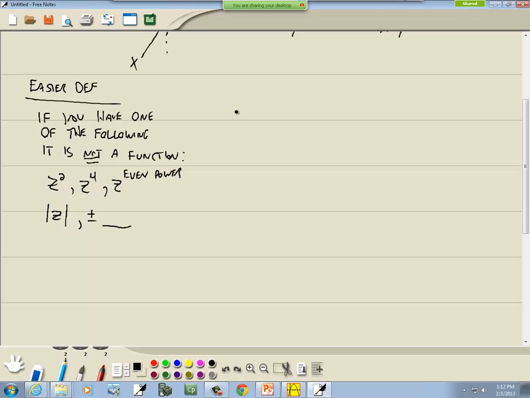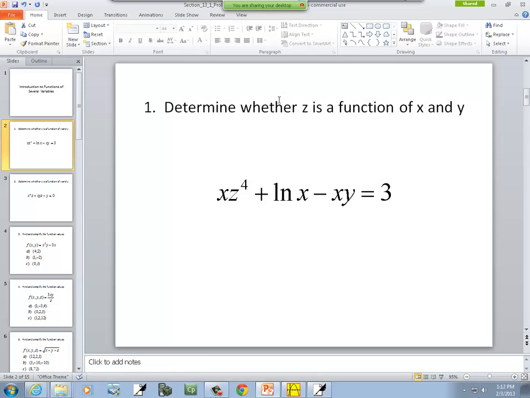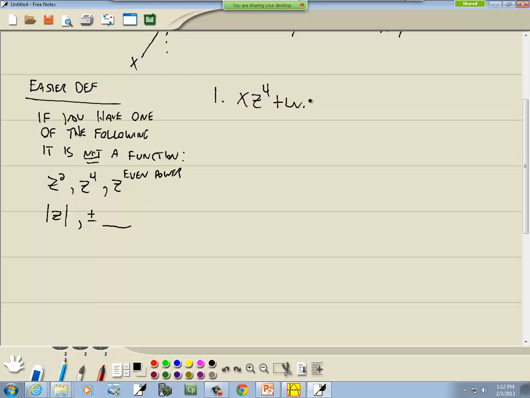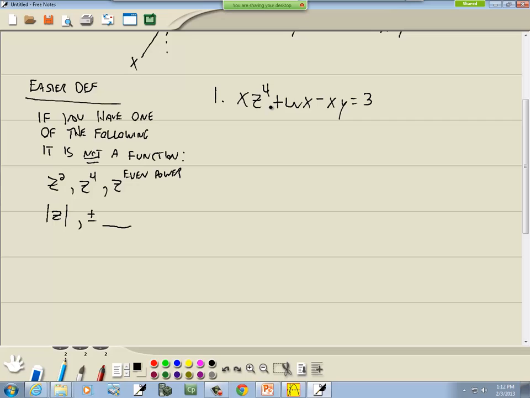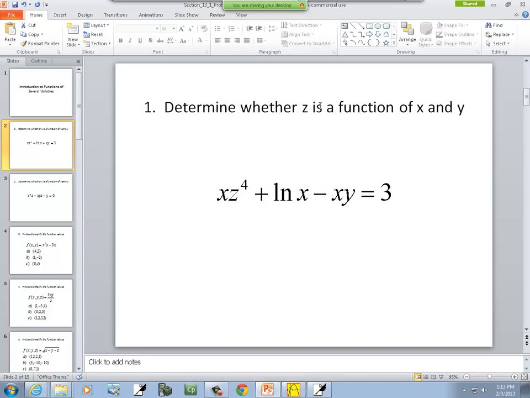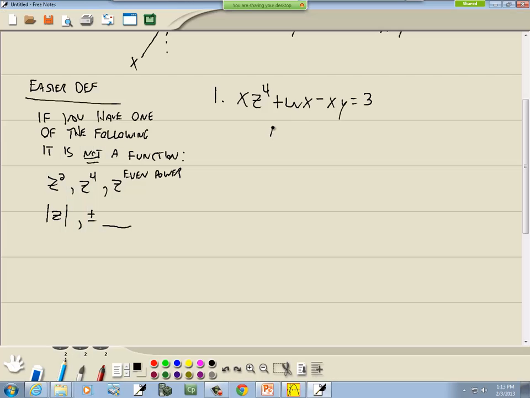Let's look at this first one here. We've got x z to the fourth plus natural log of x minus xy is equal to 3. We said we can't have a z to the fourth power, didn't we? The instructions say determine whether z is a function of x and y. So this one's not a function.